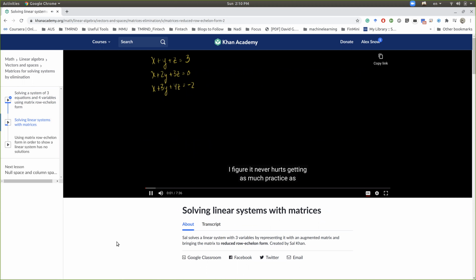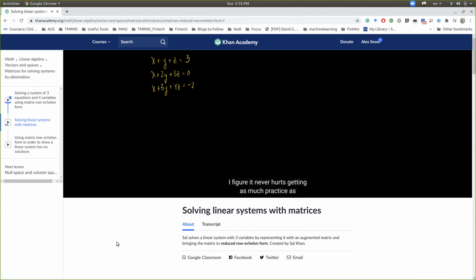Figure it never hurts getting as much practice as possible solving systems of linear equations.